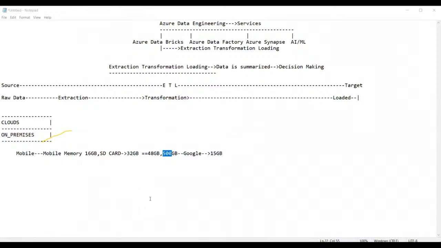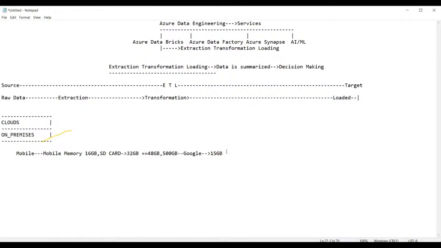My question is that my mobile memory already has 16 GB memory, and I have installed an SD card with 32 GB memory. Totally both the memories amount to 48 GB, but I have some more 500 GB of data to be stored. For that, I took the support of Google Drive, and Google Drive is providing only 15 GB memory. What is the alternative for me now?